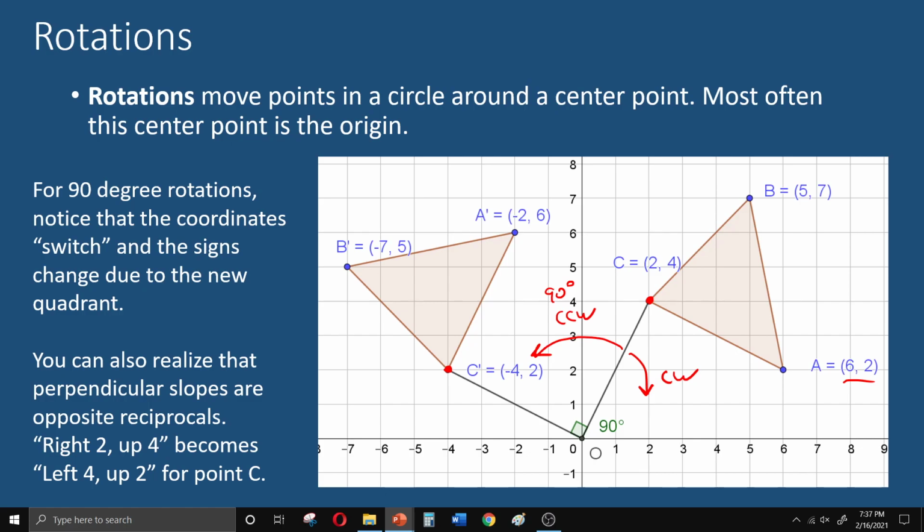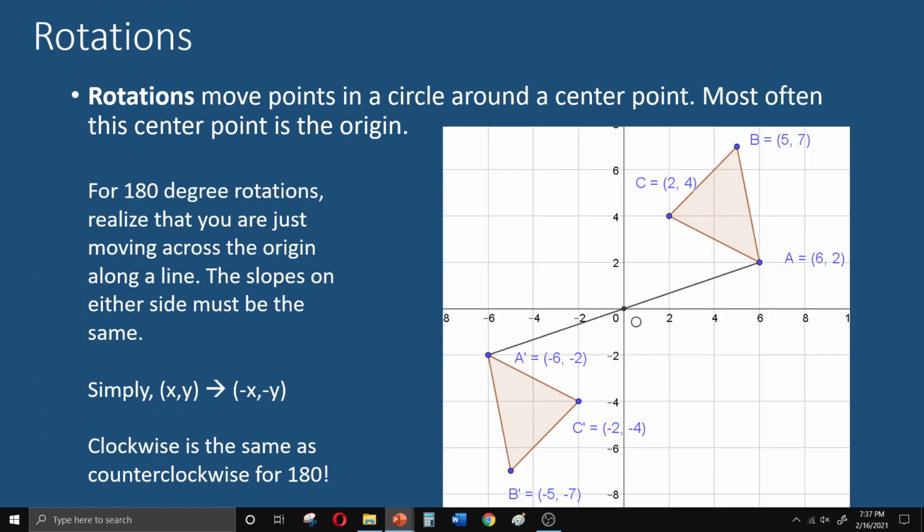And then I just switch my coordinates around and change the sign to accommodate wherever I'm going to end up. Okay, so this would be 90, we'll talk about 270 as well in a moment, but for 180, you just need to remember to change the signs.